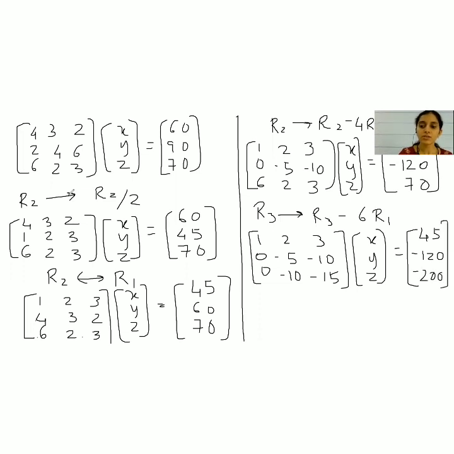Now only minus 10 remains to make it 0, right? So how will we make that 0? We'll say R3 changes to R3 minus 2 times R2. Minus 10 plus 10, we are going to make that 0. So let's write the answer matrix over here by doing the transformation.